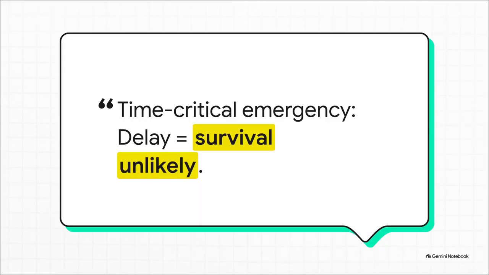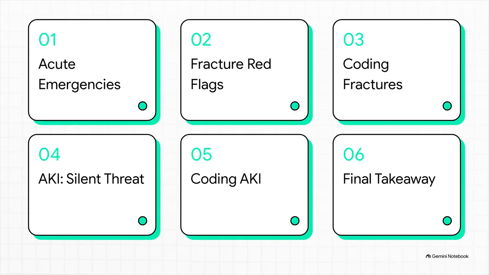So let's start with a pretty stark reminder right out of the gate. In acute care, an immediate risk of death or severe disability means that delay makes survival unlikely. Boom. That's the reality. It's a time-critical emergency setting, and honestly, that sets the absolute ultimate stakes for your clinical documentation. Because precision here, it's not just some administrative hoop to jump through, it's a direct reflection of intensive, literal life-saving care.